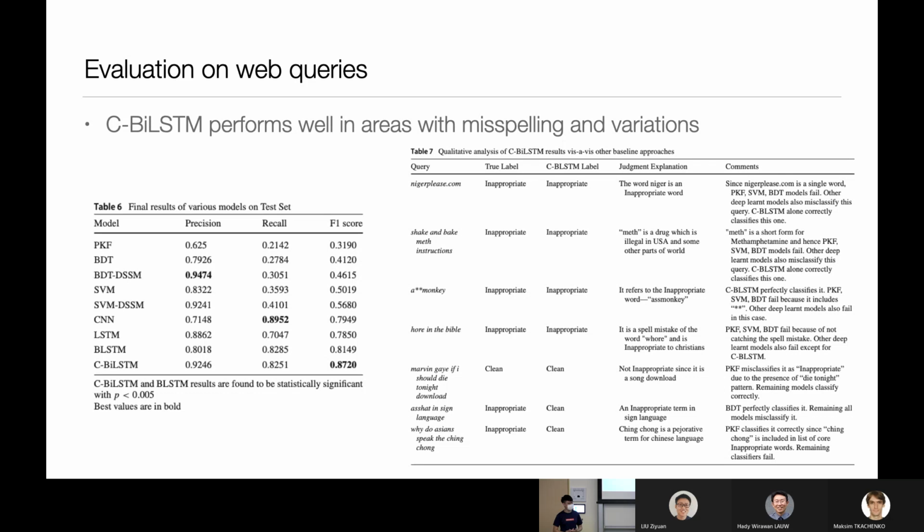So for example, niggerplease.com. When you place the words together, some of the filters aren't able to find it. But C by LSTM is able to find that it's actually 2 words, "nigger" and "please", and this is inappropriate. For things like "whore in the Bible", "whore" is actually spelled with a W, and this is figured out by most of the machine learning frameworks and also C by LSTM.